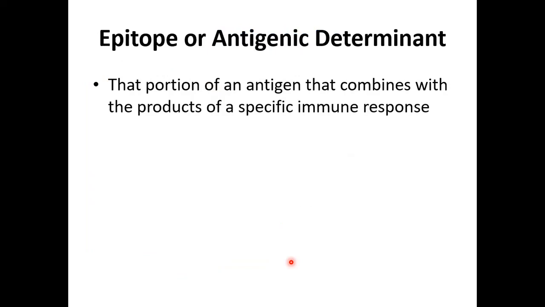Now the epitope, or the antigenic determinant. This is the portion of an antigen which combines with products of the specific immune response. Here you can see the red ones indicated; these are the epitopes or antigenic determinants which will then bind to products of the immune system, or antibodies.